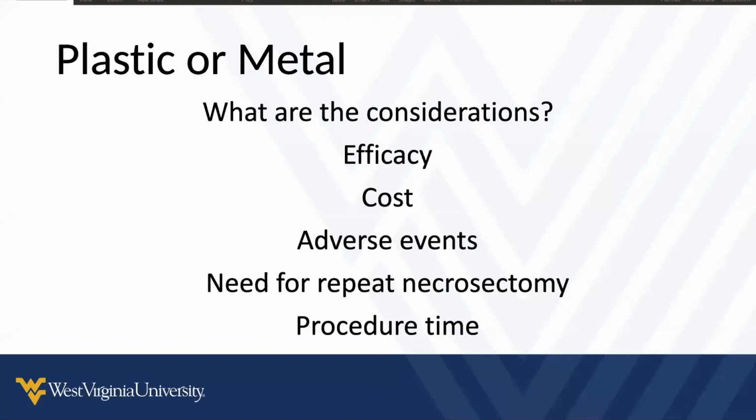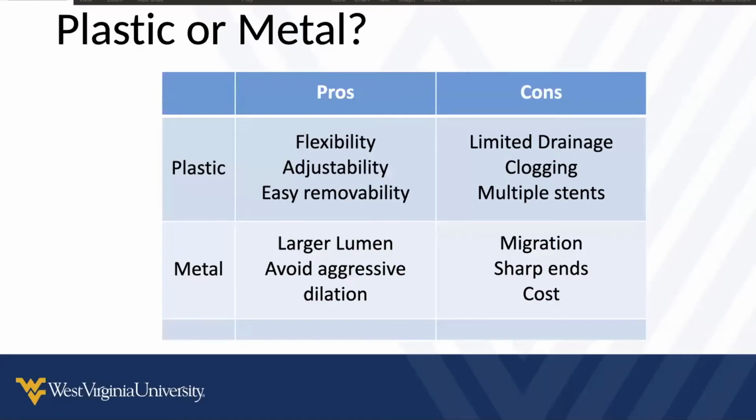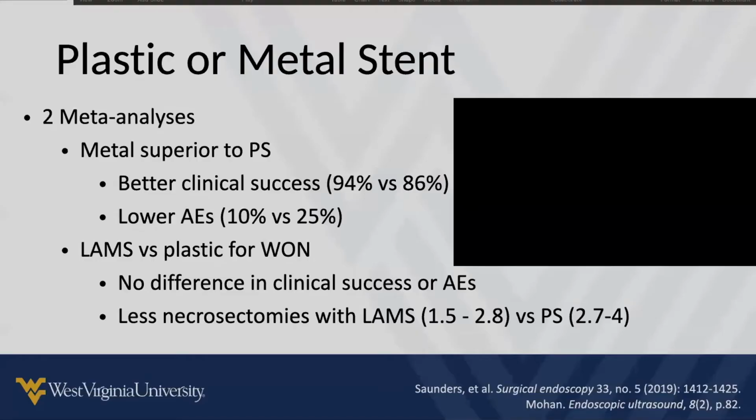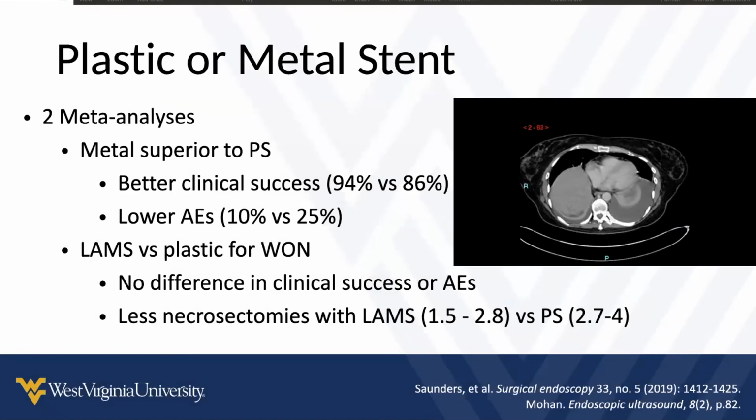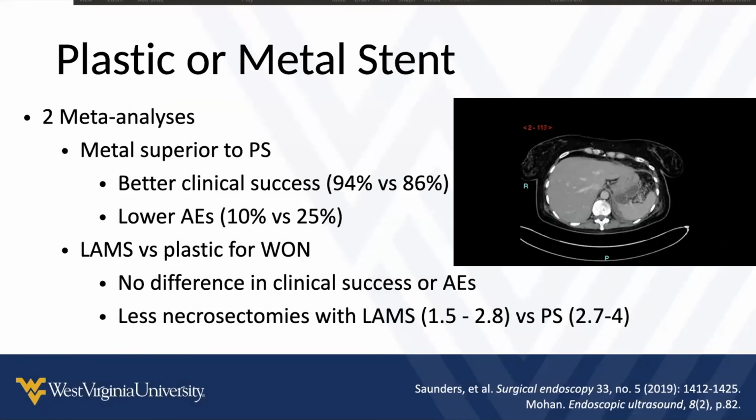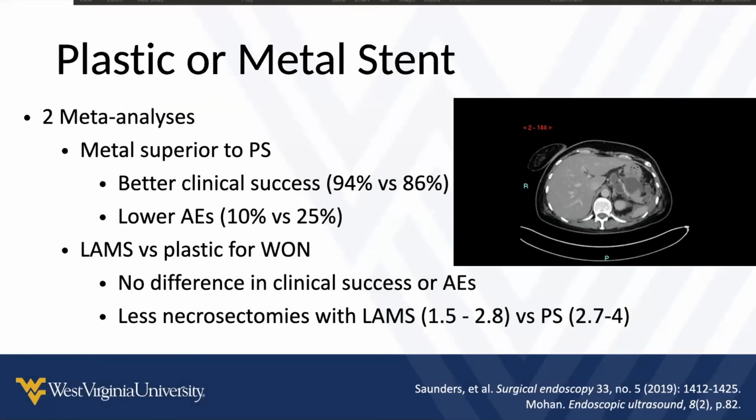What are the considerations? Well, certainly you can see here there are many considerations that go into effect when we approach these from an advanced endoscopy standpoint. In general, plastic stents offer us certain advantages, including flexibility and easy removability, but of course have their disadvantages. And then metal stents also offer advantages, including that they have a larger lumen, and so you can avoid an aggressive dilation. And they, of course, have their own disadvantages. When we look at the data comparing plastic to metal stents, what we see here is, in general, metal stents seem to perform superiorly compared to plastic stents, with better clinical success and lower adverse events.